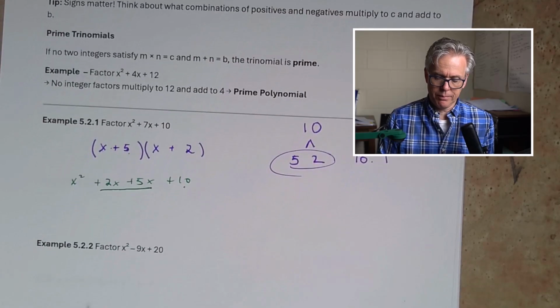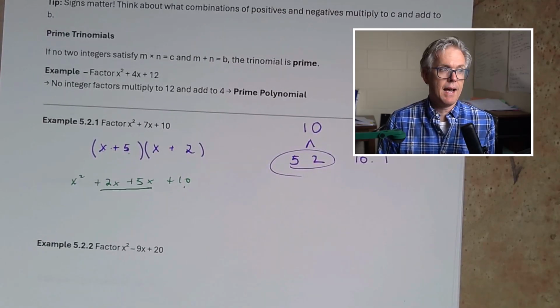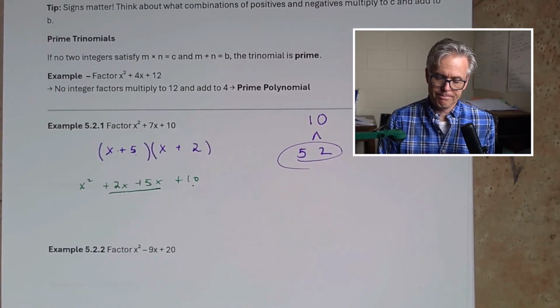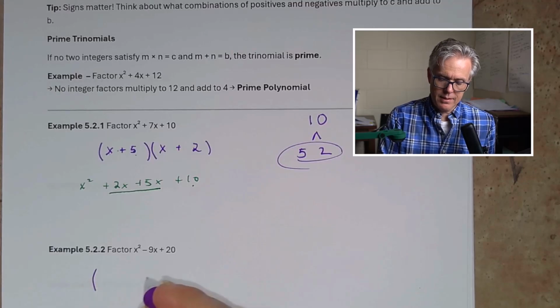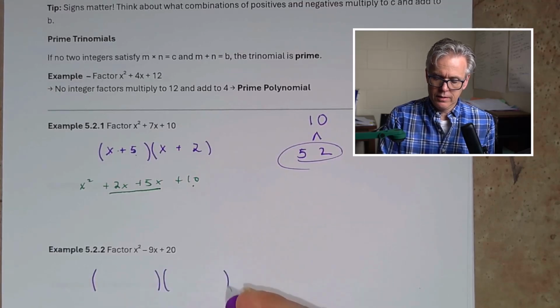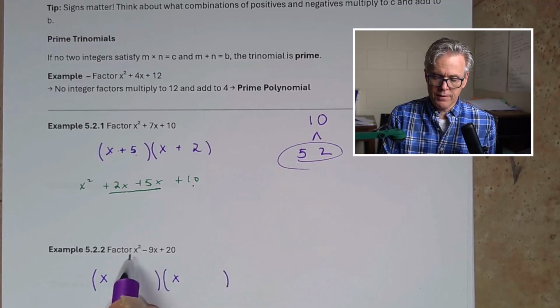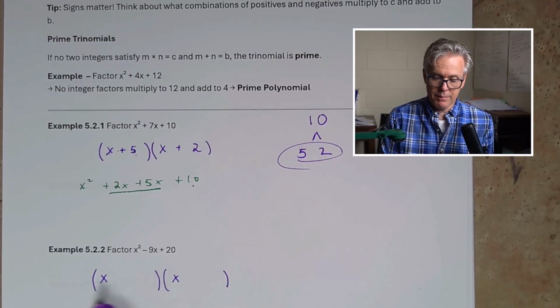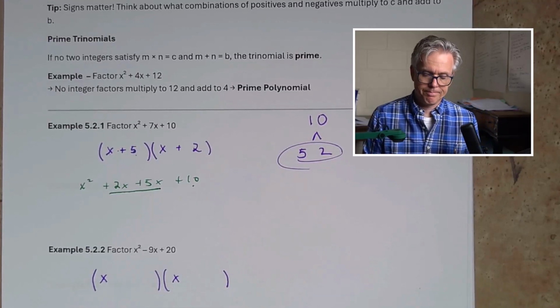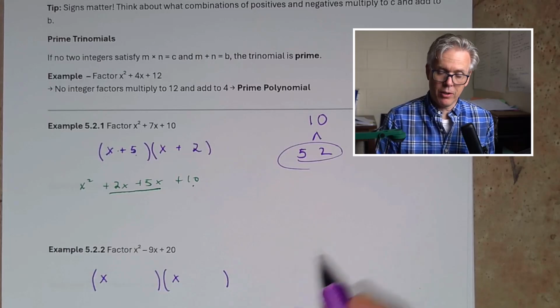Okay, how about this next one? x squared minus 9x plus 20. So again, I'm going to start it off with x and x. Now later on, this will be something other than a 1, and it could be 2x and x, or 3x and x. And it makes it a little bit harder.